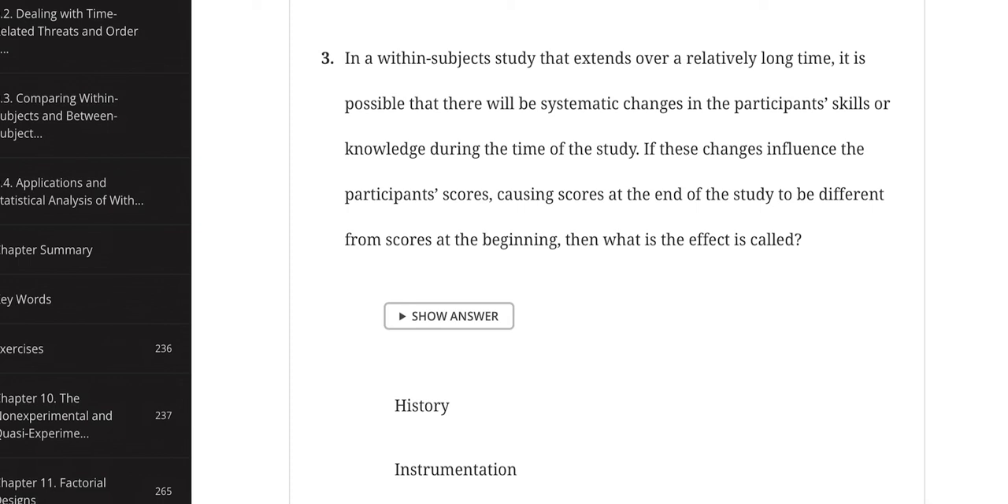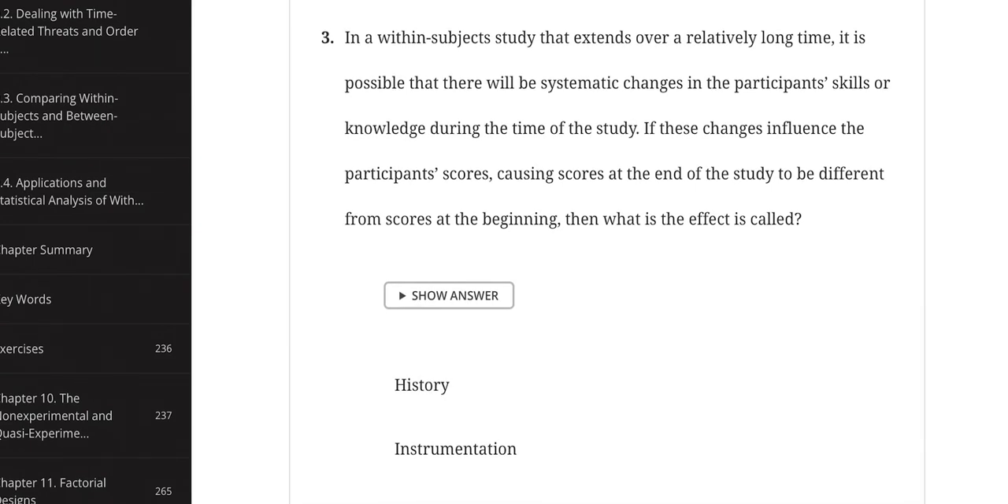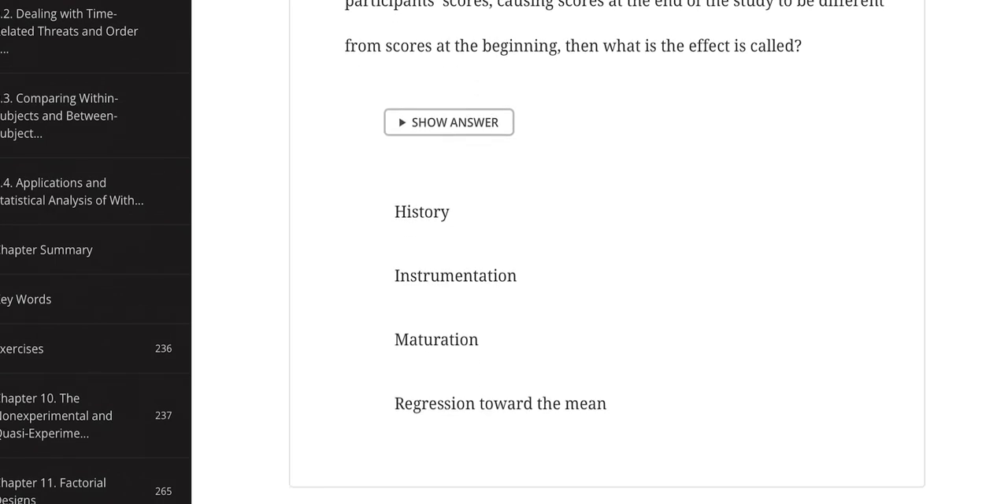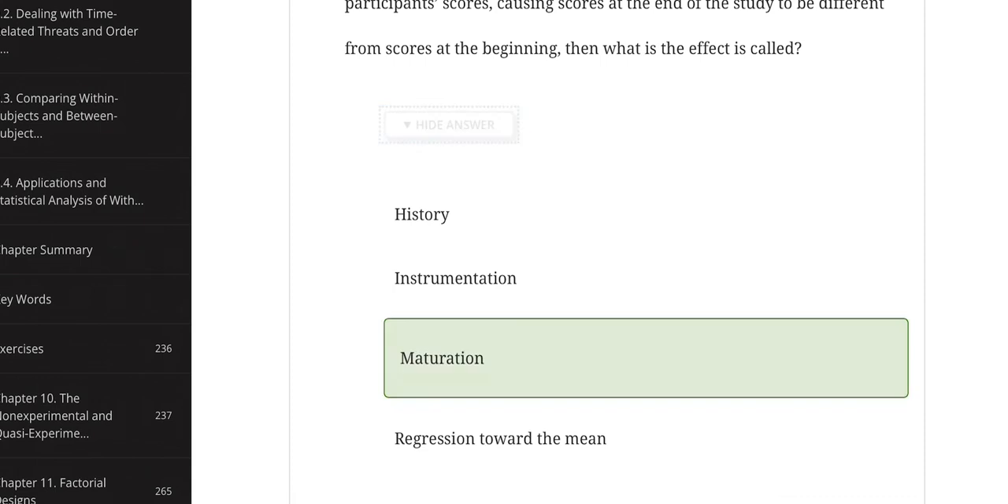In a within subject experiment or study that extends over a relatively long time, it is possible there will be systematic changes in their skills or knowledge over time, right? If they influence the participants' scores, so the end of the study scores are different than the beginning because of this, the skills and knowledge changing over time, then what kind of effect is that? And hopefully you realize that's maturation, because they are maturing over time.